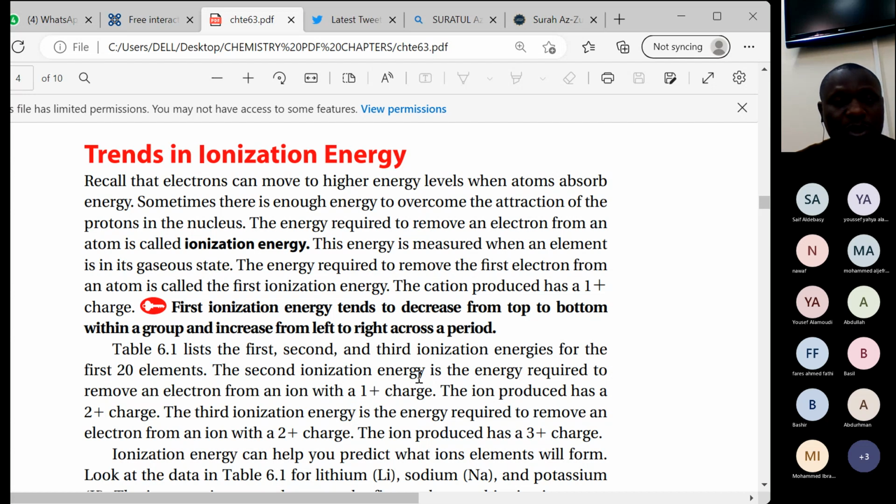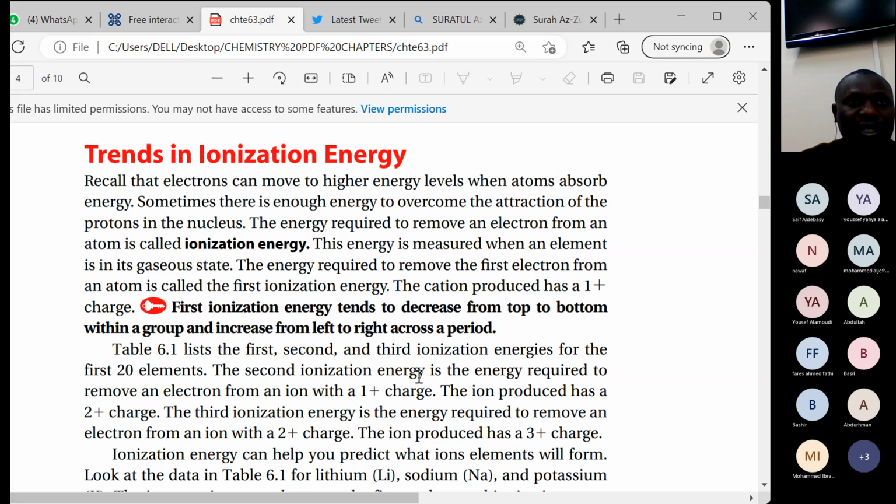And when the first electron is removed, the ion is going to be positively charged and it will have a charge of +1. When the second electron is being removed from this ion, this one is going to be called second ionization energy. And second ionization energy is removed from an ion with a +1 charge. When the second electron has been removed, this atom is going to have a charge of 2 positive.